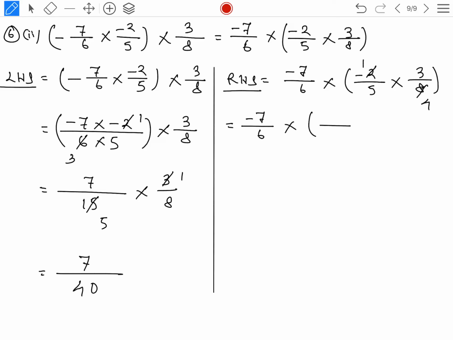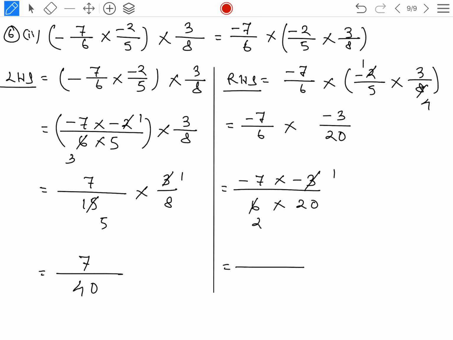Okay, so in numerator you will get minus 1 into 3, that means minus 3, and in denominator what you will get? 5 into 4, 5 4s are 20, yes or no? So in the next step, minus 7 into minus 3 divided by 6 into 20. Now see, 3 2s are 6, yes or no? So 1, 3 1s are 3, 3 2s are 6. So minus 7 into minus 1 means 7, and 2 into 20 means 40.